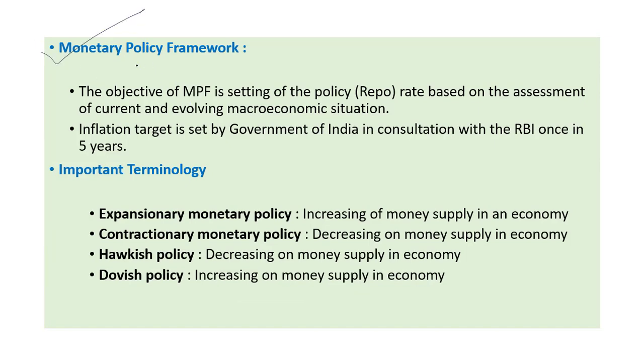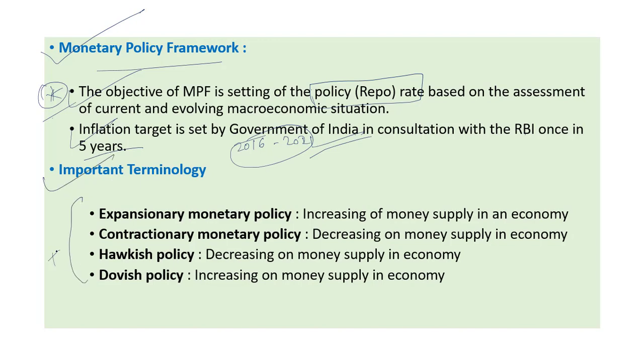Then the monetary policy framework. The objective of the MPF is setting the policy repo rate based on an assessment of the current and evolving macroeconomic situation. So you just need to remember this. Okay, the inflation target is set by the Government of India in consultation with RBI once every 5 years. So right now the 2016 to 2021 period is going on. We have already discussed. Now some important terminology, you can expect one question from this.